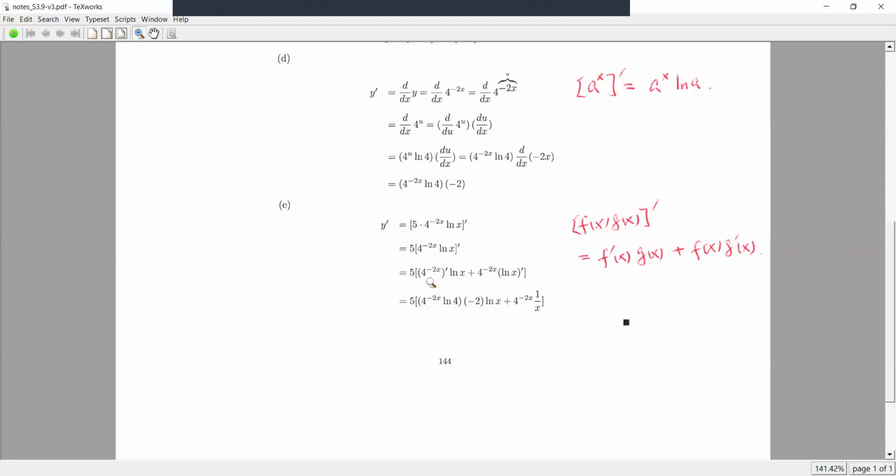About this derivative, I have computed it in part D. I just need to plug in the result in this derivative. Derivative on natural log of x by formula is 1 over x. Therefore, this is the result to part E.